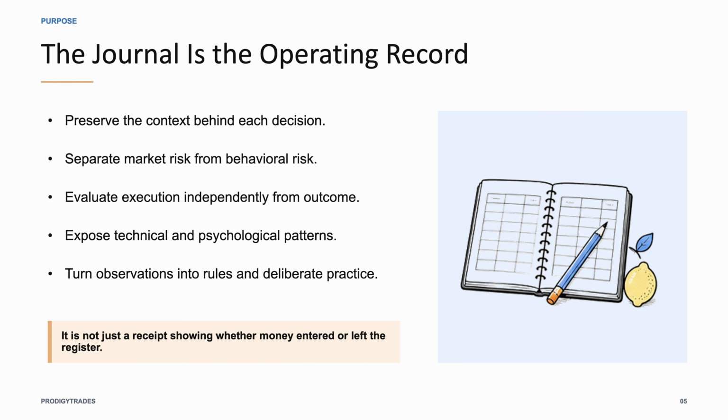Am I chasing trades because of FOMO? Am I forcing something because I'm frustrated about the last trade? And over time, these patterns become impossible to ignore, and that's what makes the journal so valuable. It helps me separate a trade that simply didn't work from a trade that I executed poorly. Sometimes I can do everything right and still lose, because that's just part of trading. Other times, the market isn't the problem, I am.